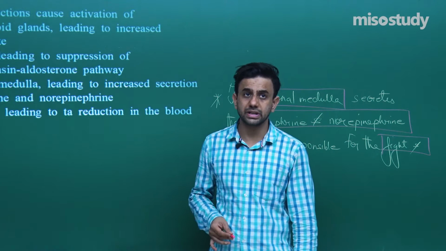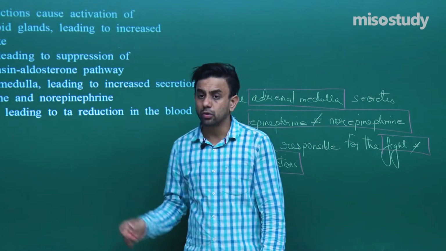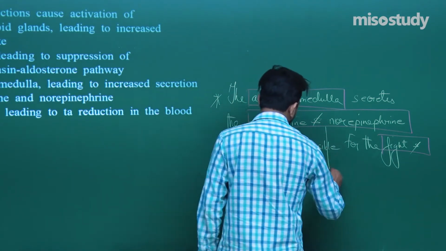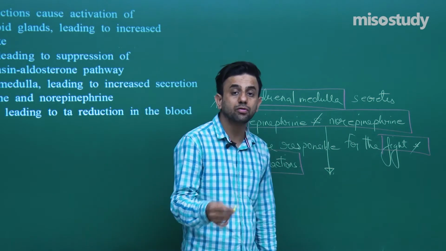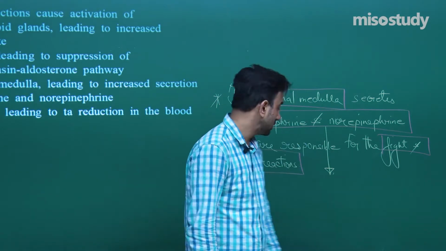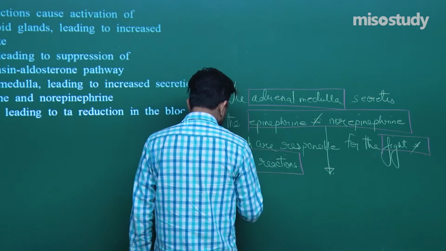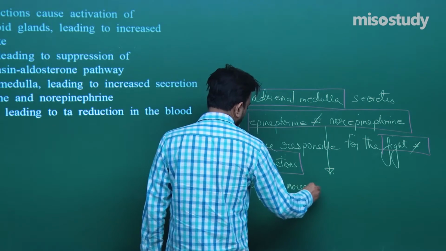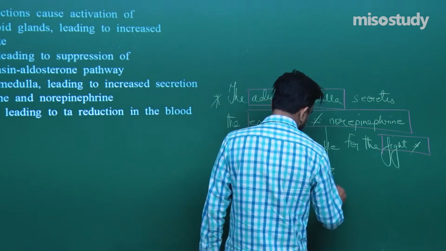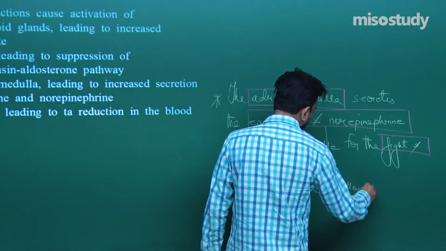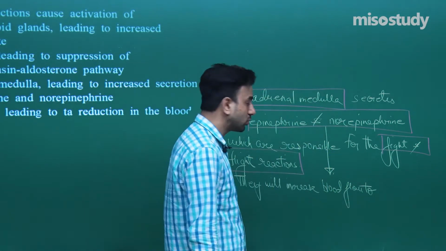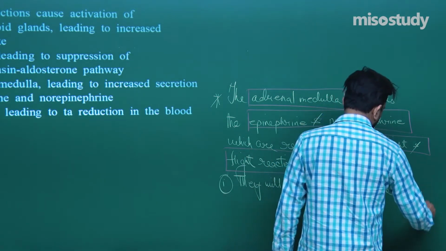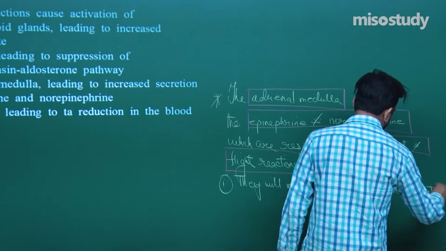In case of emergency, in case of any conditions like that, it is these hormones which will take control. So what are their basic roles? They will increase circulation or the blood flow to the coronary artery, that is the heart.